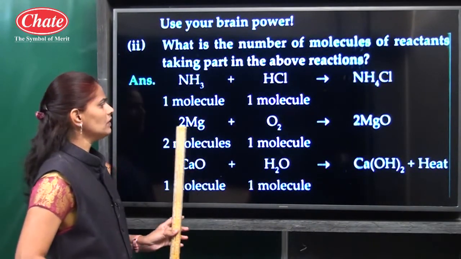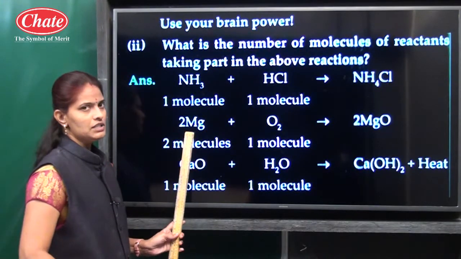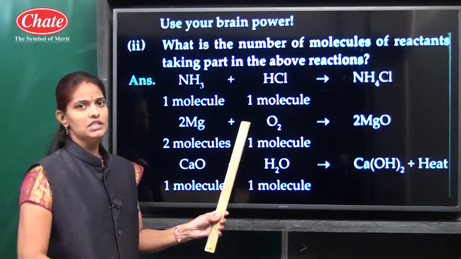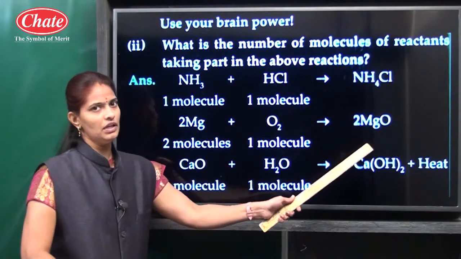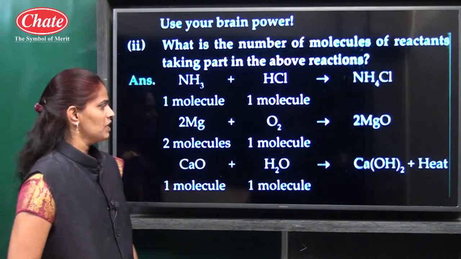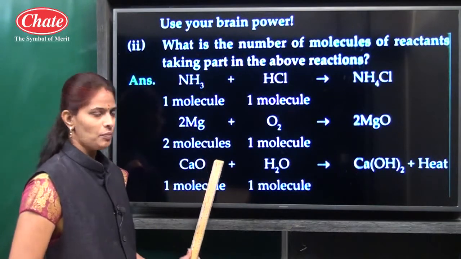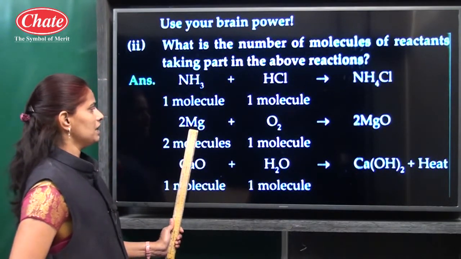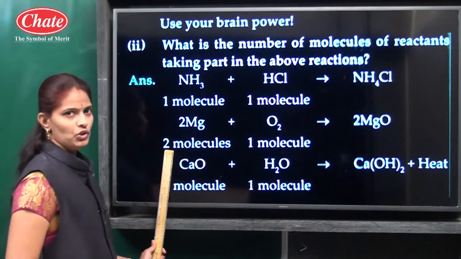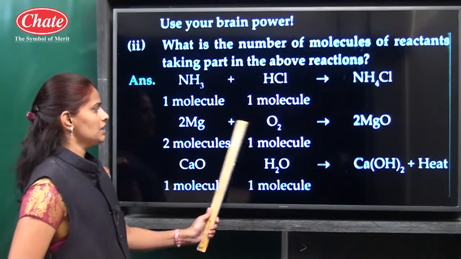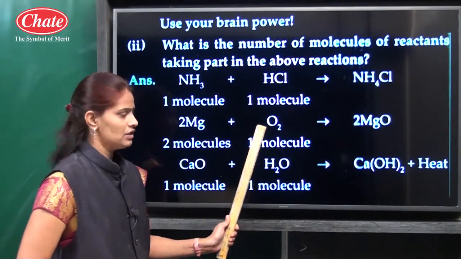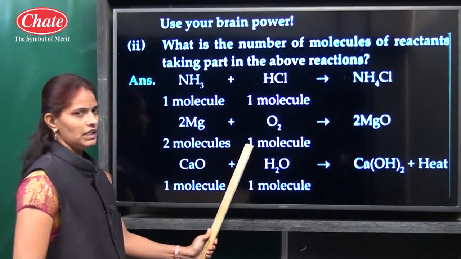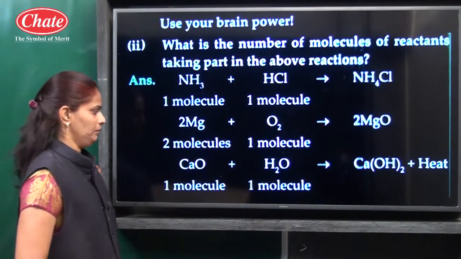Here second reaction, magnesium reacts with oxygen, it is also a combination reaction. Magnesium combines with oxygen and we get magnesium oxide. So write down the number of molecules of reactants from here. Here magnesium has 2 molecules in this reaction and 1 molecule of oxygen in this reaction. So that is why the correct answer is 2 and 1.